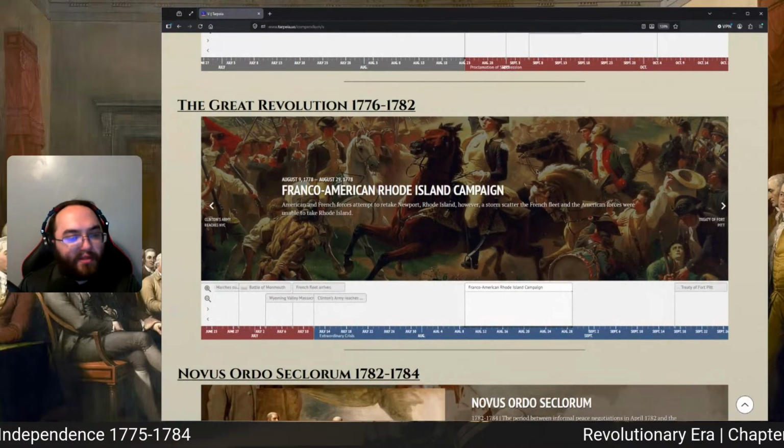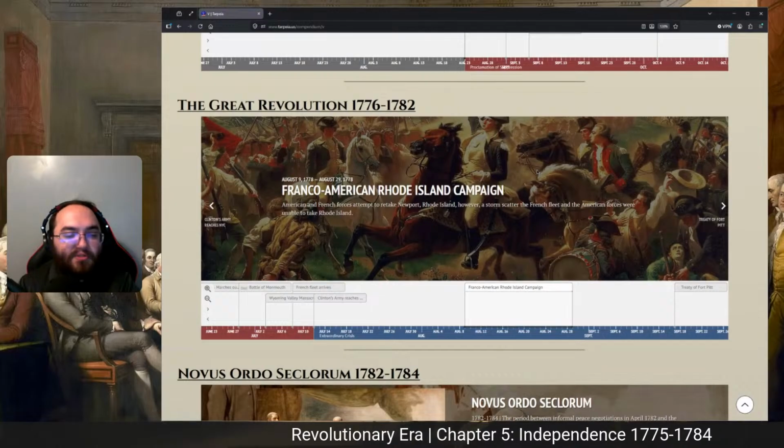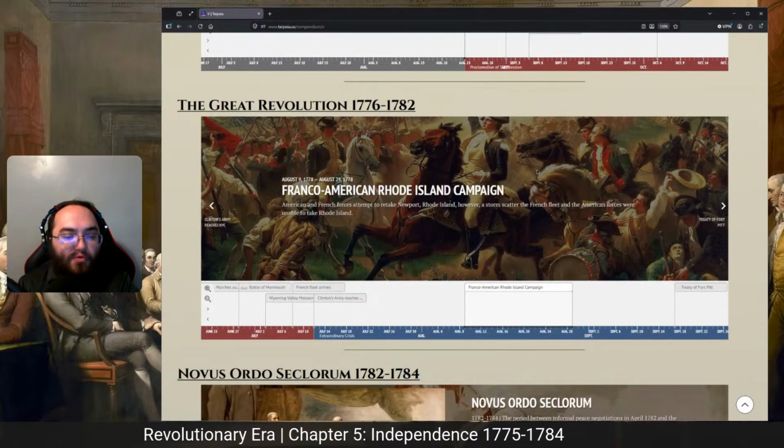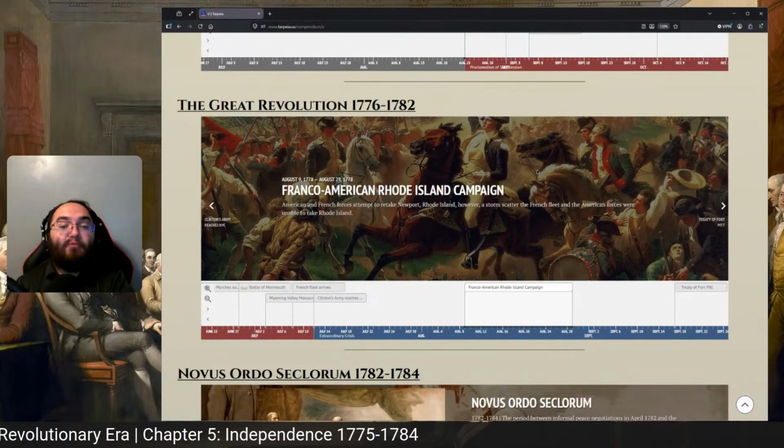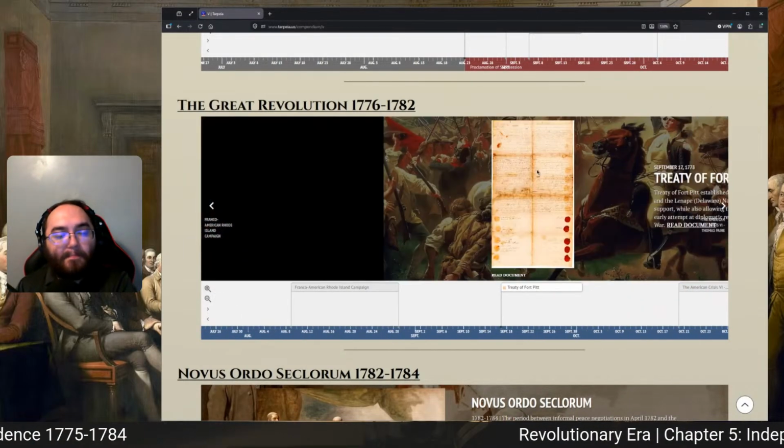So we begin with the Franco-American Rhode Island Campaign. American and French forces attempt to retake Newport, Rhode Island. However, a storm scattered the French fleet, and the American forces were unable to take Rhode Island.